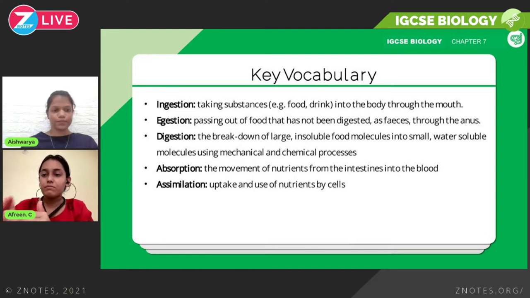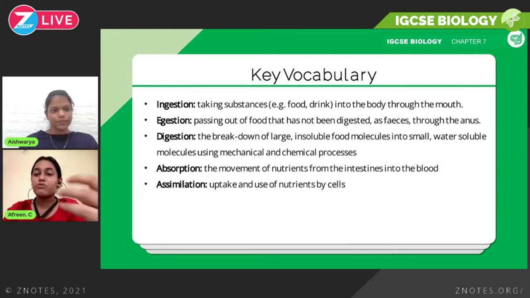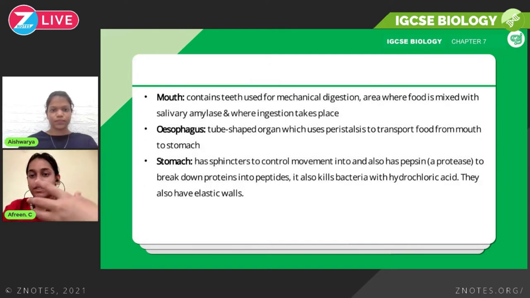And there's absorption. Absorption is the movement of nutrients from the intestines into the blood. The food is present in your intestines, and that's where lots of absorption of nutrients is occurring. These nutrients are absorbed from the intestines into the blood so that they can be transported around the body and reach where they need to. And assimilation is when the nutrients are taken up by the cells and used up. So the nutrient molecules become part of the cell. Okay, so we're looking at the organs now.